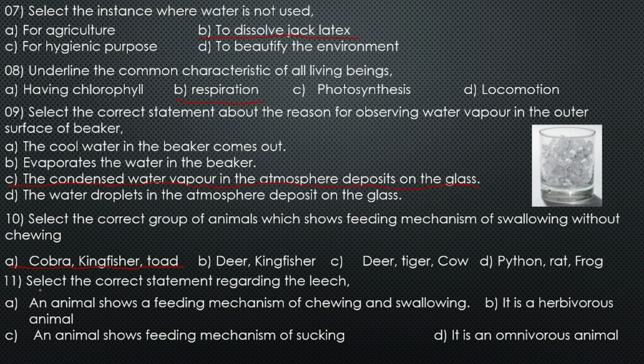Question number 11. Select the correct statement regarding the leech. A. An animal shows a feeding mechanism of chewing and swallowing. It doesn't chew. So swallow. Nothing happens. Therefore, that one cannot be taken as the answer. B. It is a herbivorous. No. It doesn't feed itself on plants. C. An animal shows feeding mechanism of sucking. Yes, of course. A leech can suck blood on humans. Therefore, that is the answer.